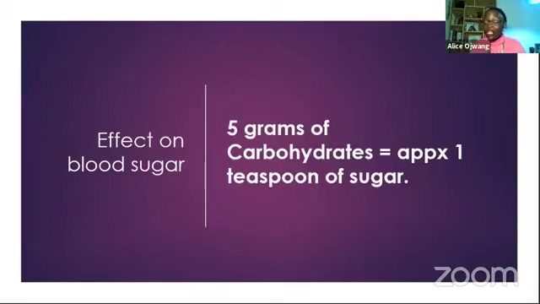So this is the main source of energy. But now, because carbohydrates have such a high impact on sugar, carbohydrates have been translated into sugar. So literally, if we have one slice of bread, how much sugar are we having? And that's what I'm going to show you now.